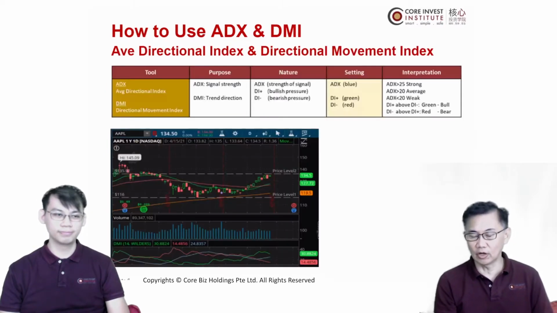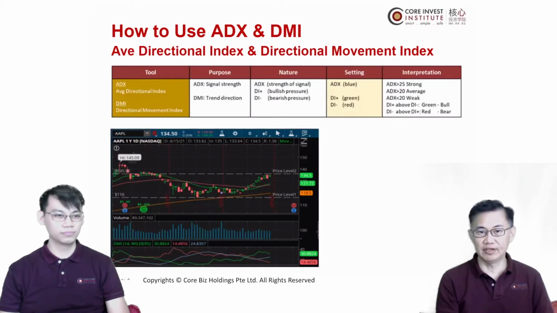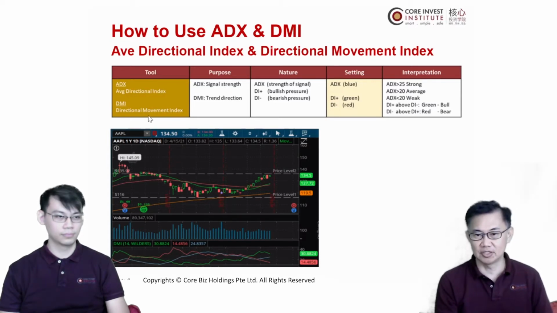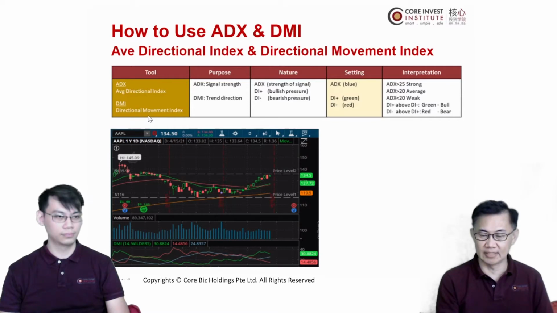So now going on to the first of our favorites, right? It's called the ADX DMI. What exactly is it? ADX stands for Average Directional Index, as the name implies, and it is all about the strength of the signal. The next one is called the DMI, which is commonly known as the Directional Movement Index. As the word implies, it tells us the direction.